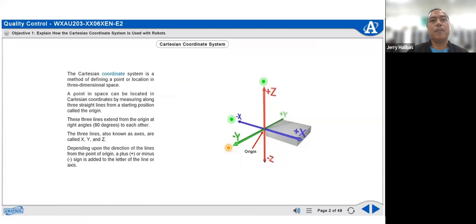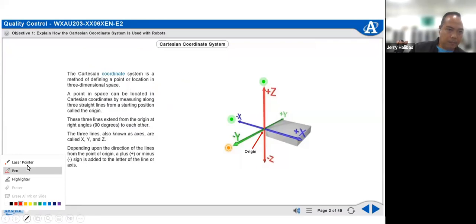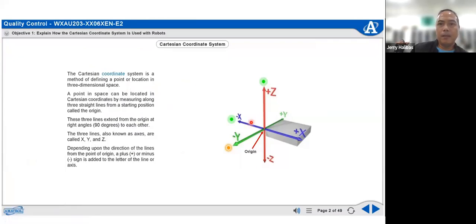Continuation with the basic industrial robot operations, particularly on the Cartesian coordinate system. In the laboratory, we've been dealing with the XYZ axes, particularly in RoboDK, except that the color of the Z is blue. The X is red and the Y is green.